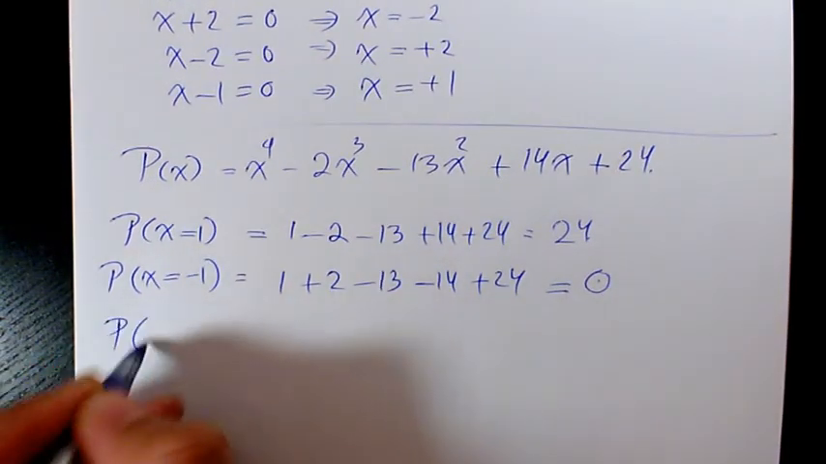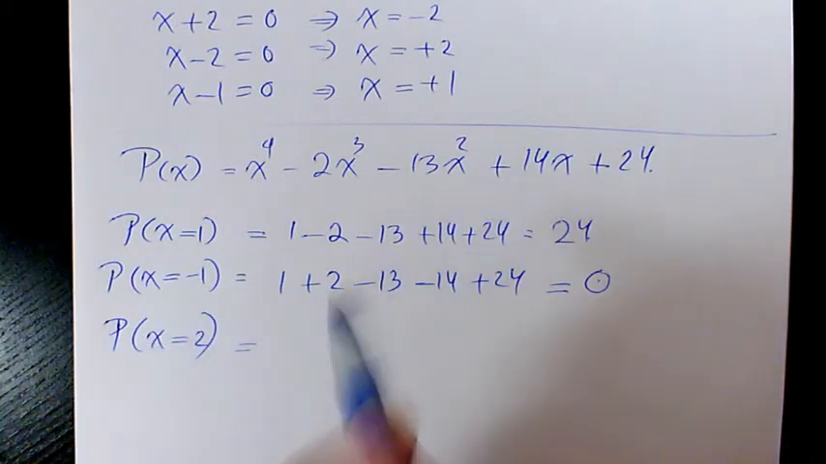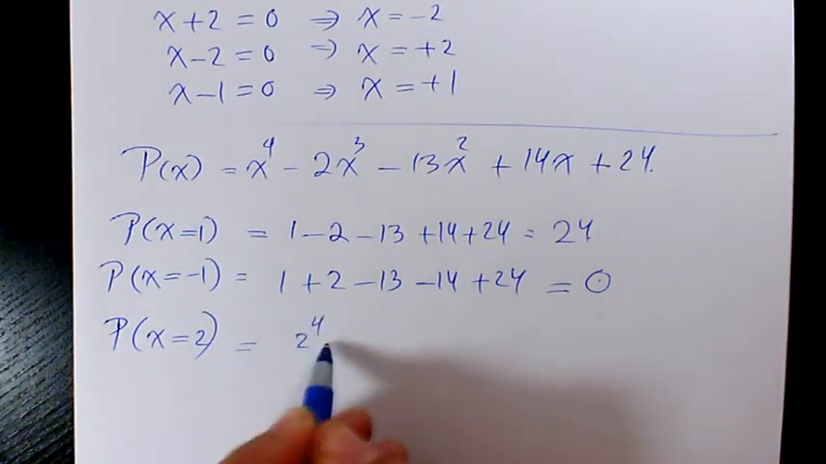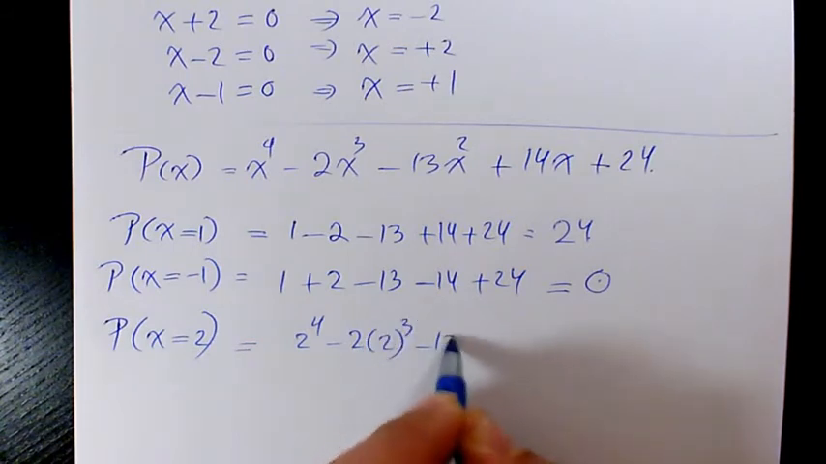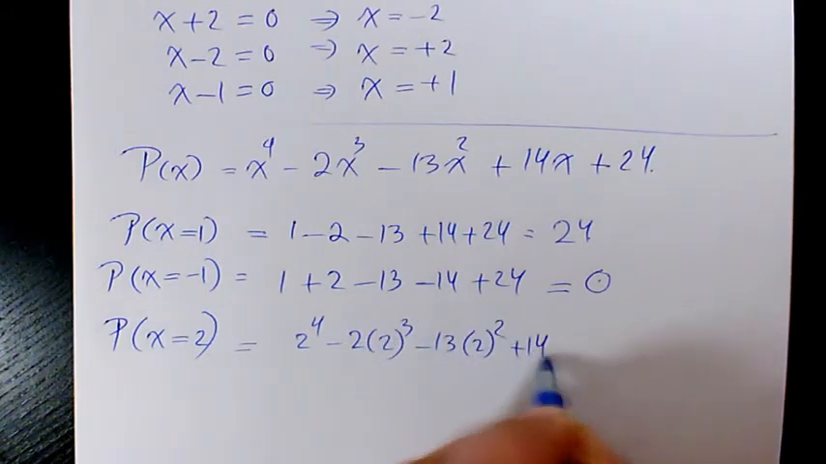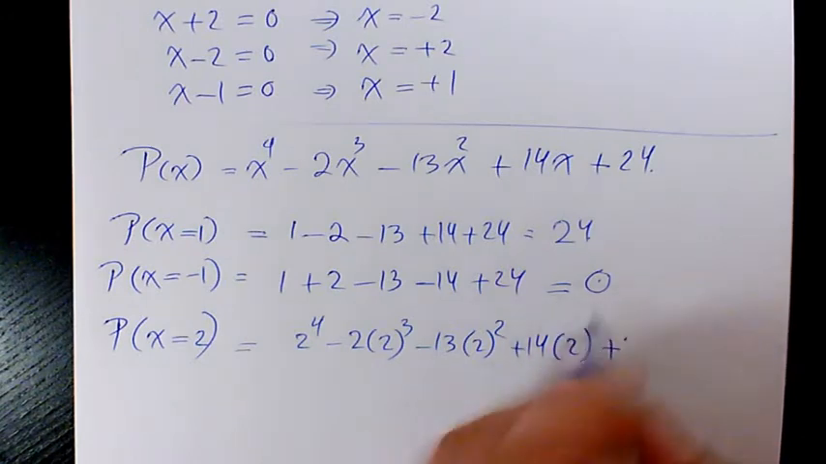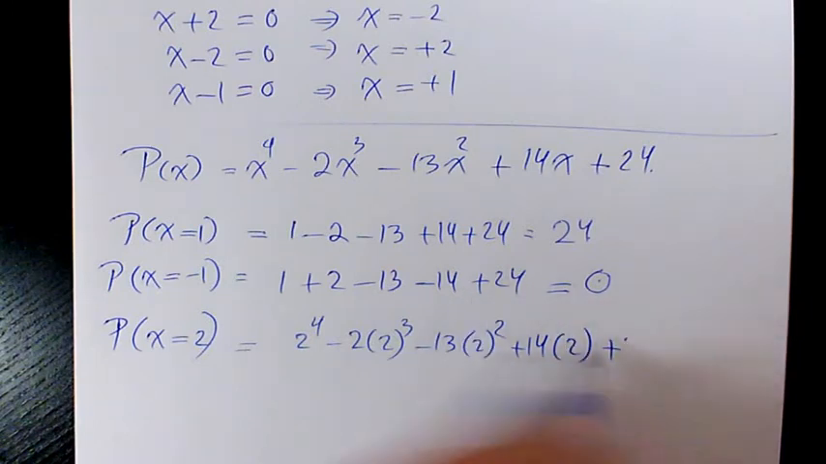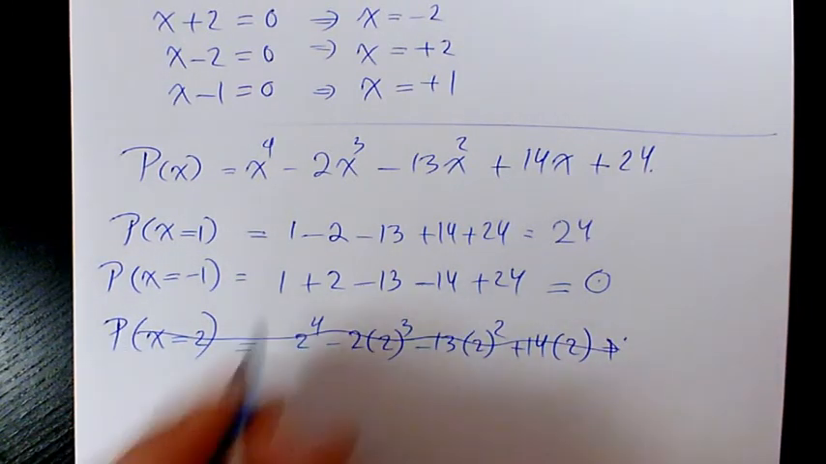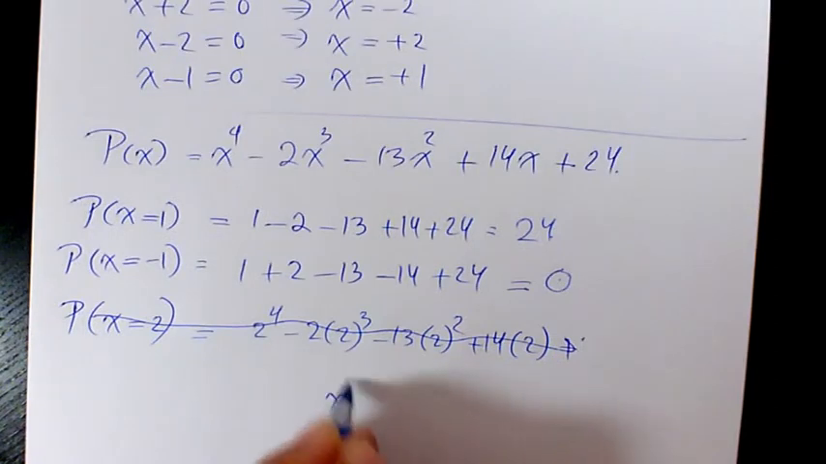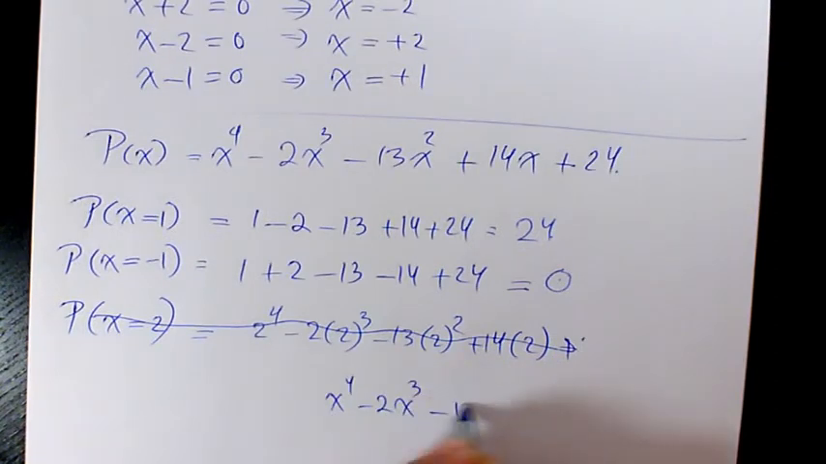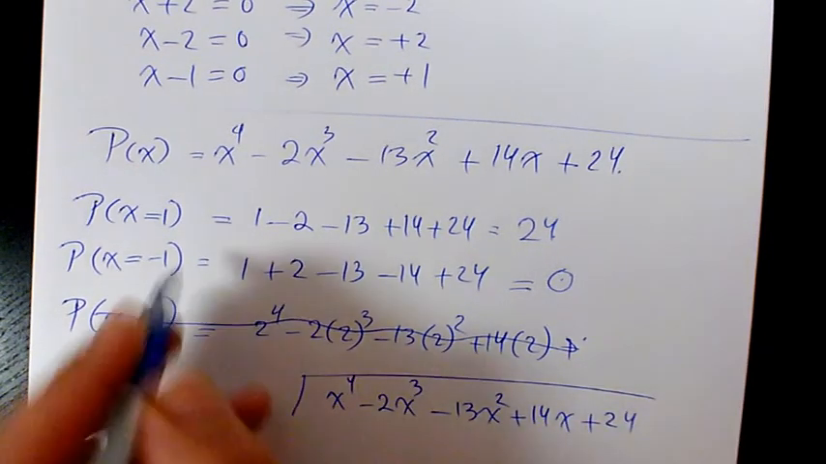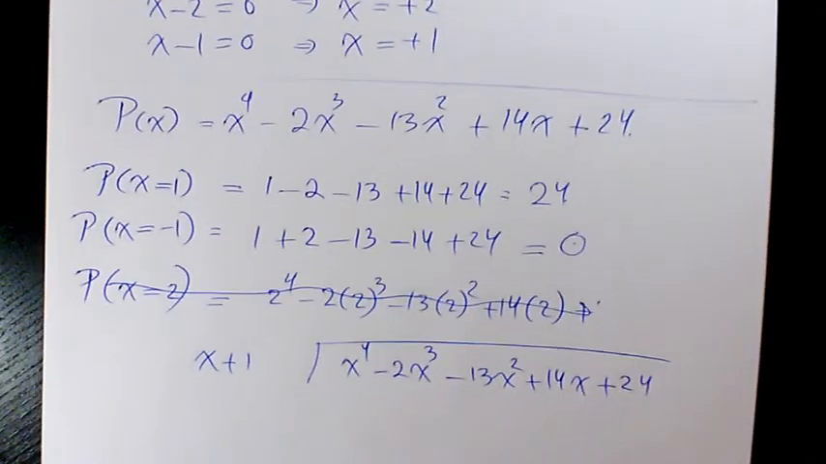Next one is going to be x equals 2: 2 to the power 4 minus 2 to the power 3 minus 13 times 2 squared plus 14 times 2 plus 24. So x equals negative 1 was equal to 0, so we don't need to continue like that. We just need to divide it for now. So x to the power 4 minus 2x cubed minus 13x squared plus 14x plus 24 divided by the factor x plus 1. Since the root is negative 1, the factor is x plus 1.